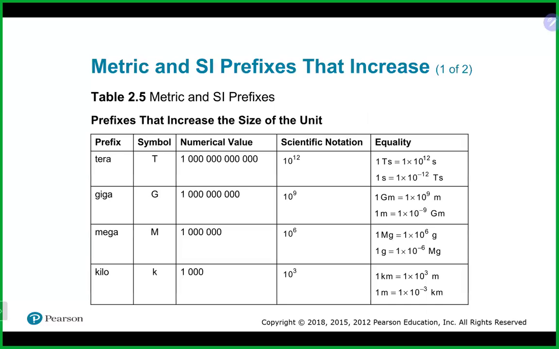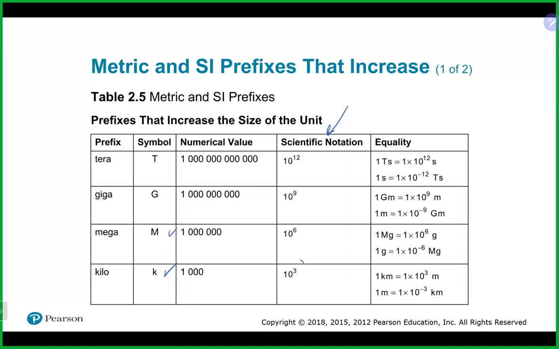So here's a table from your book of some of those things. And this is the scientific notation version of it. For these different prefixes, tera, giga, we're probably not going to see too much of that. Mega pops in occasionally, but kilo definitely we see a lot of in this class.